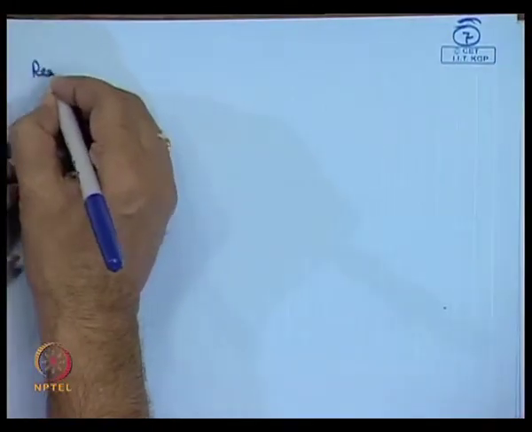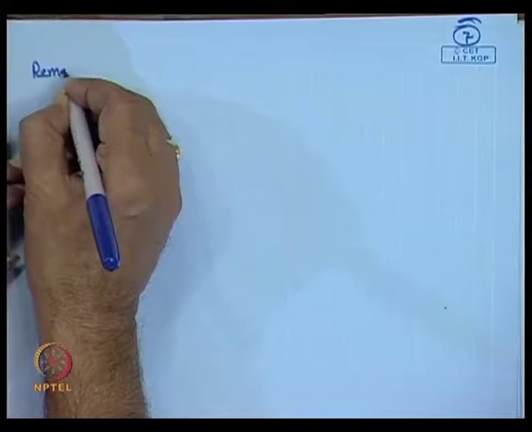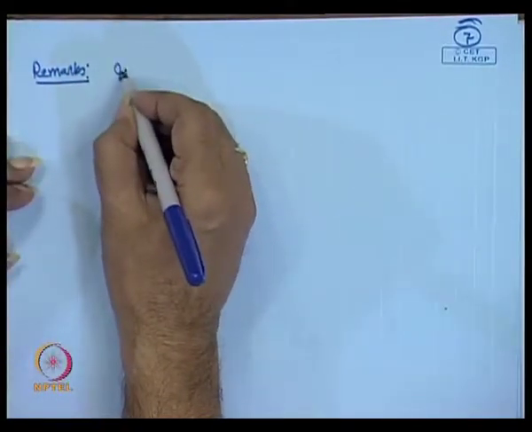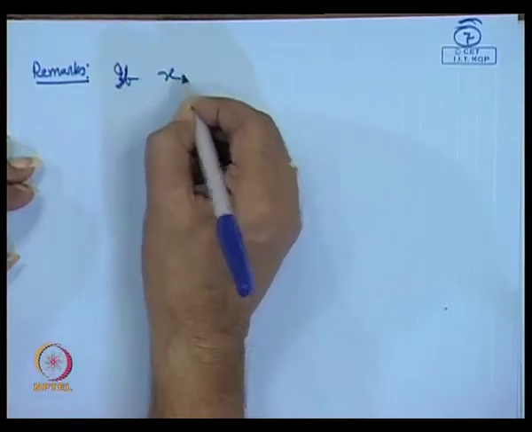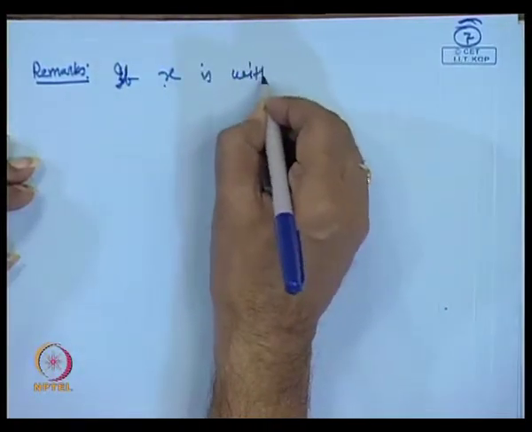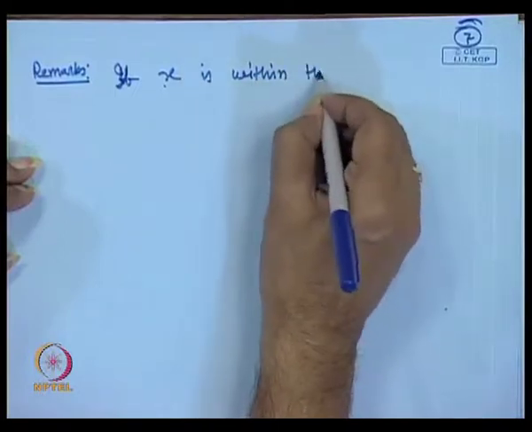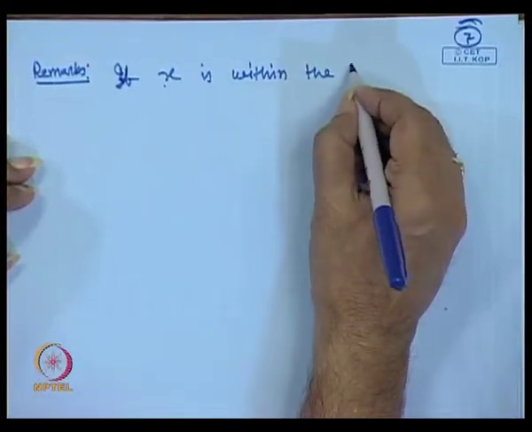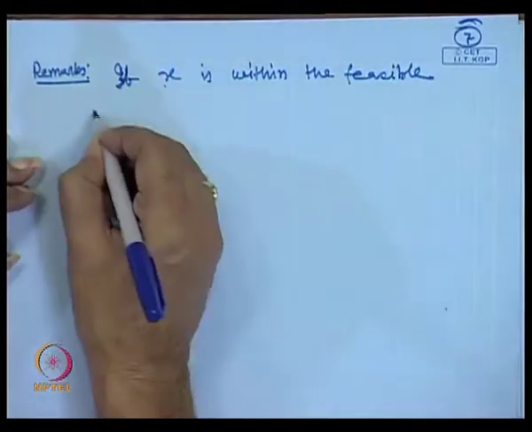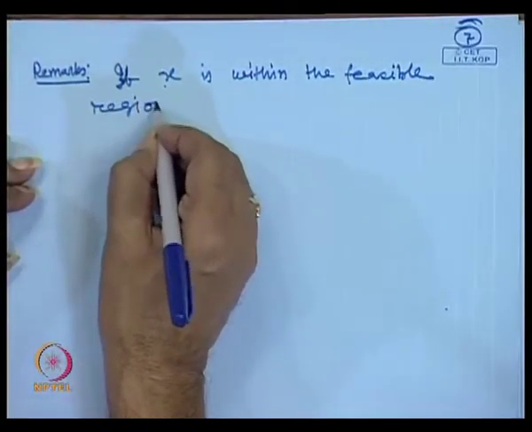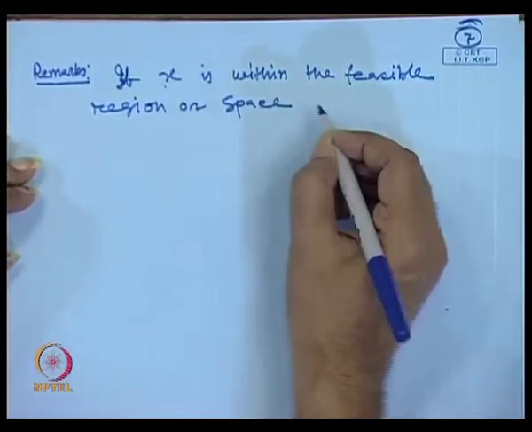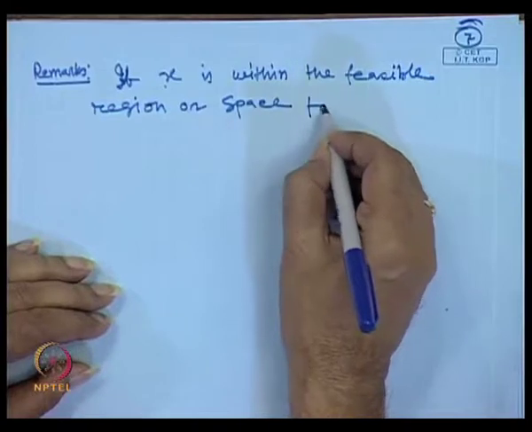that satisfies all constraints. That means g j of x is less than or equal to 0, j is equal to 1 to m, and select tau 1 greater than 0 and k is equal to 1. This is the first step.